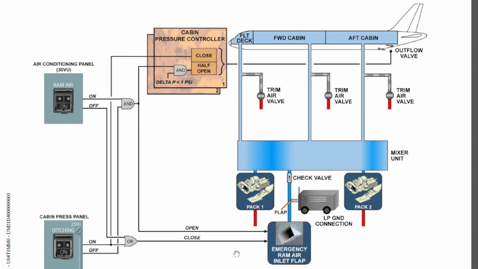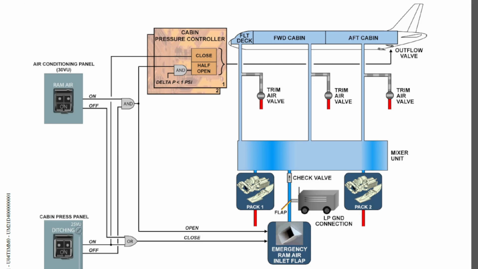So you will have outside air coming here through the scope, going through the check valve to the mixer unit, and the fresh air will enter these zones, and the air will be taken out through this outflow valve to outside. It will be sent out through the outflow valve.